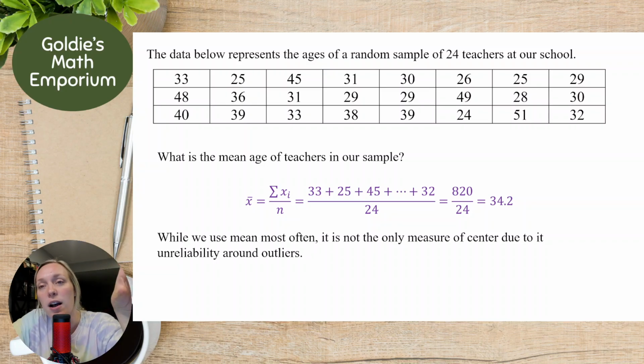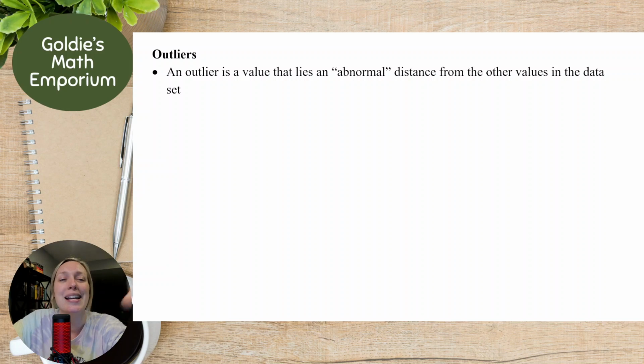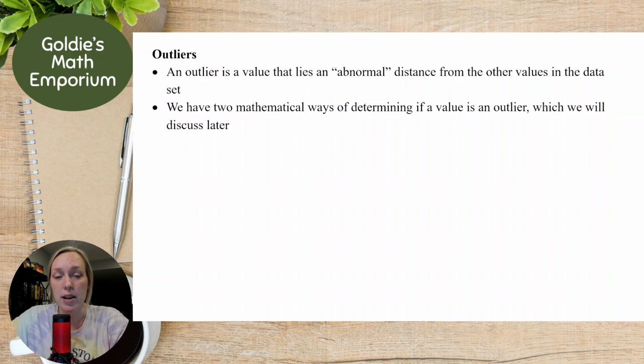And most of the reasoning behind that is because it's unreliable around what we call outliers. Okay, let's talk about outliers first, and then we'll talk about why the mean is unreliable around it. Okay, an outlier is a value that lies some sort of abnormal amount of distance from the other values in your data set. Okay. Now, what is considered abnormal? It definitely depends on the data set, right? There's actually two mathematical ways of determining if a value is an outlier, and we're going to get to both of those ways later on, okay?